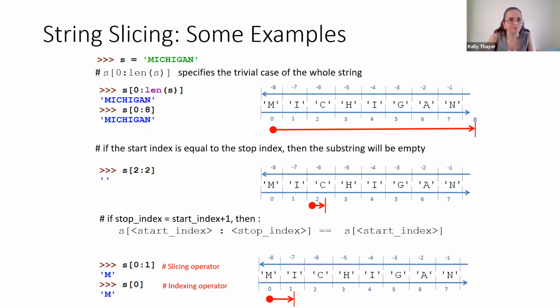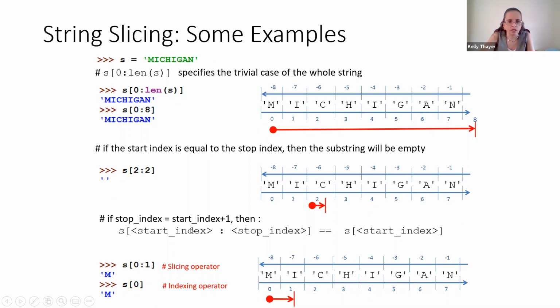Here are some more examples. The slice from 0 up to the length of the string is the trivial case of the entire string. The length of s goes beyond the last index, but because we go up to but not including it, it will stop at the 7th position, which is exactly what we want to incorporate the entire string. If start and stop are the same, then the substring will be empty. Here we start at 2 and include 2, but go up to and don't include 2. It's kind of a contradictory situation, so that will return the empty string.